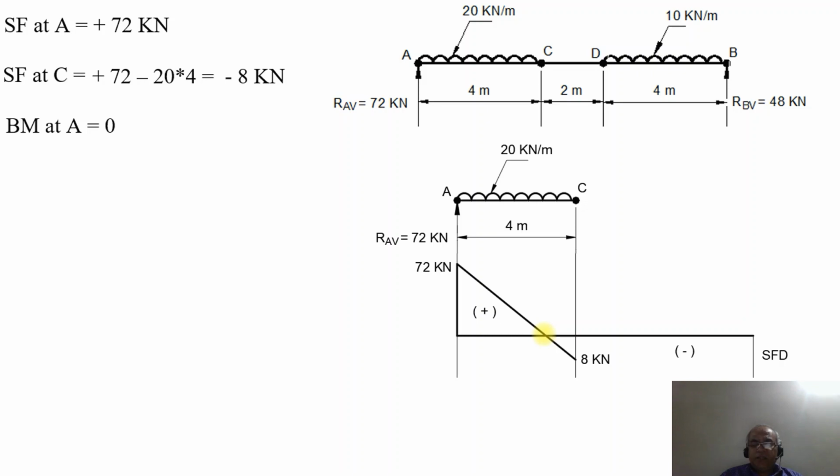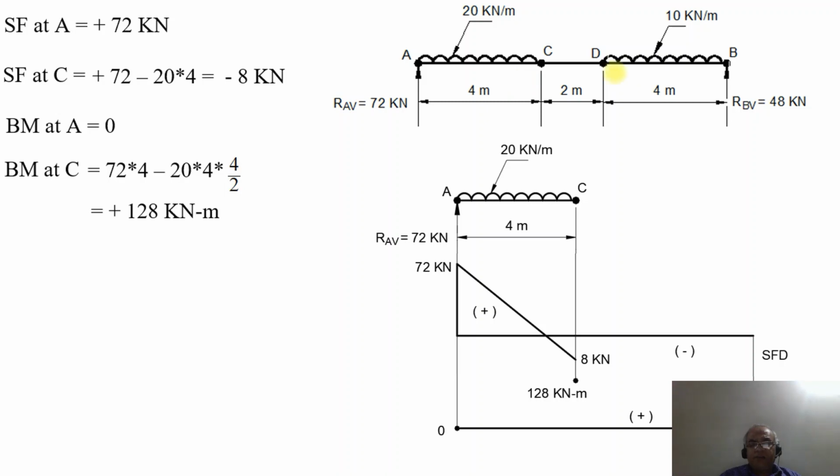Next, what is going to be the bending moment? The bending moment at the point A is 0. So BM at C will be equal to, as the load is acting upwards, it tries to sag, so it becomes positive: 72 into 4. As the load is acting from the top, it is going to hog, so the bending moment becomes hogging. Since it is hogging, it becomes negative by sign convention. So minus 20 into 4 into 4 by 2, because we are considering the bending moment at the point C, which is at the midpoint. On simplification, what you will get is plus 128 kilonewton meter.